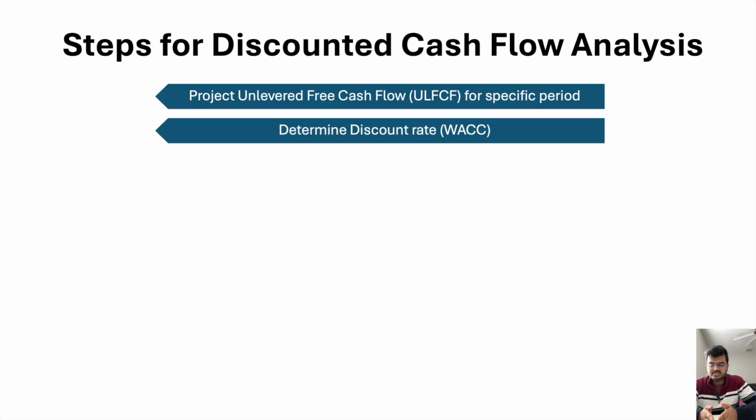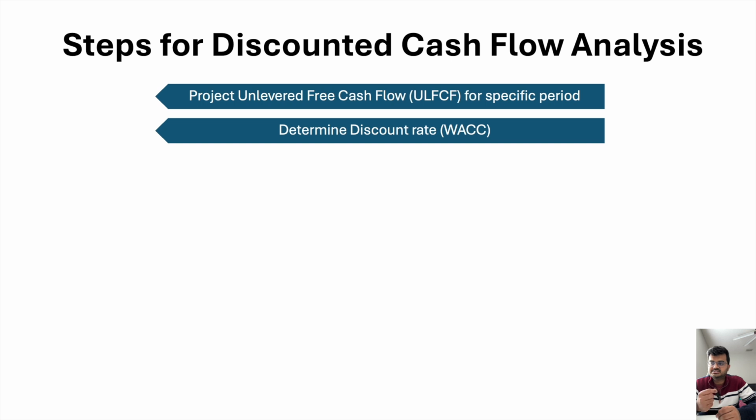A simple example: if someone asks you, do you want $100 today, or $100 5 years later? The simple answer is, I want the $100 today, because $100 today is worth more than $100 5 years down the line. The difference is due to inflation, and a similar concept we can apply here. The business which is going to generate $150 5 years down the line, that $150 might not be the same as $150 today.